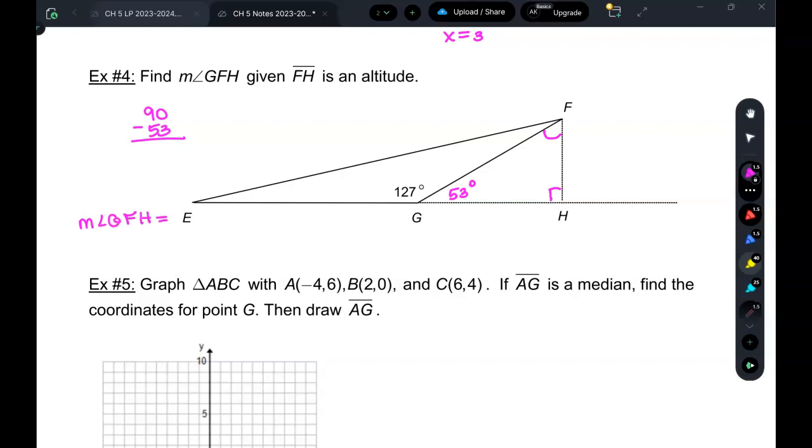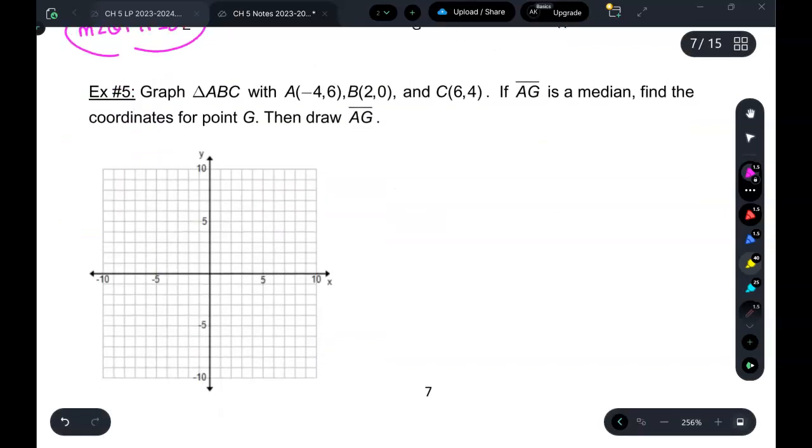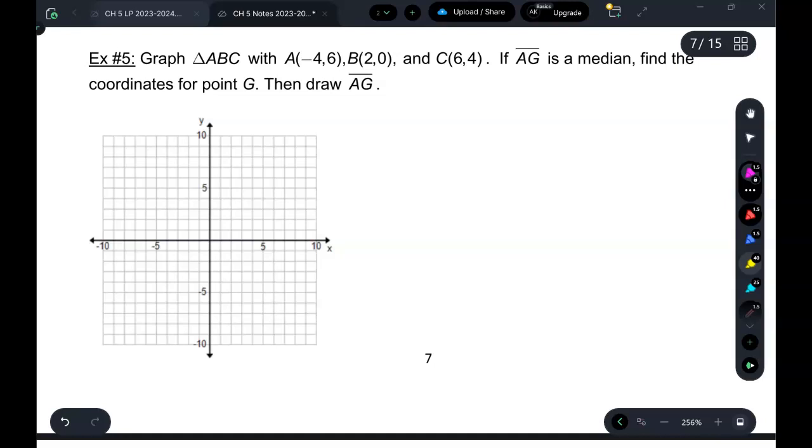Remember, anytime you have a right angle in a right triangle, these two have to add up to 90. 37. Wouldn't you do 180 minus 51? Essentially, what would you do? Well, you can make all three add up to 180. Or if this is already 90, then these two have to add up to 90. That's all.